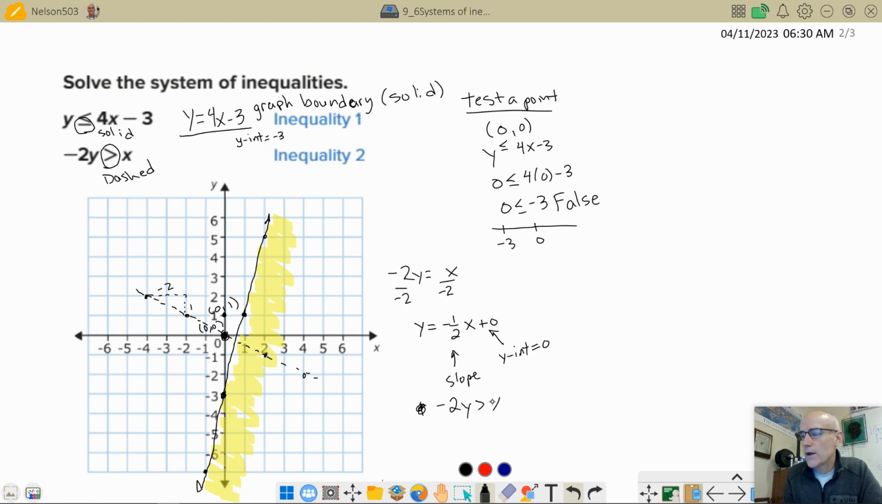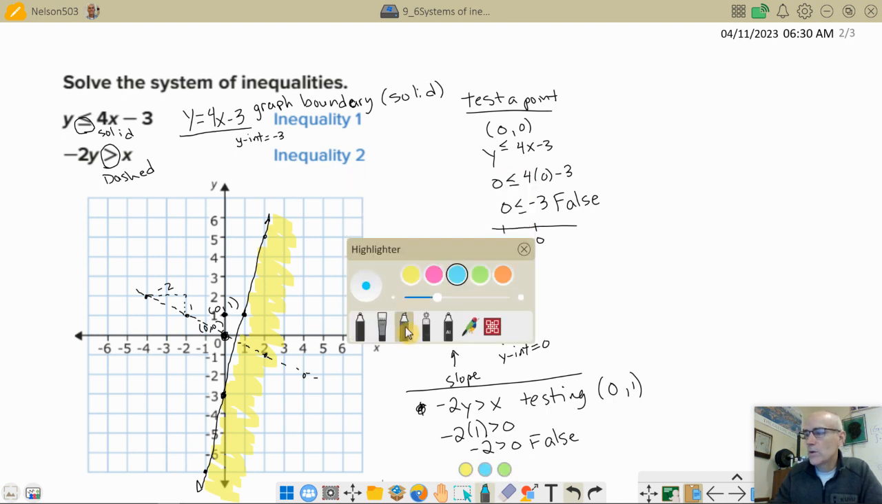-2y greater than x. Testing 0, 1. So I put a 1 in for the y. So -2 times 1. Is that greater than 0? Is -2 greater than 0? No, it's not. That's false. So I do not want to shade toward that point. That point right there was my testing point. So I'm going to shade the other way, away from it.